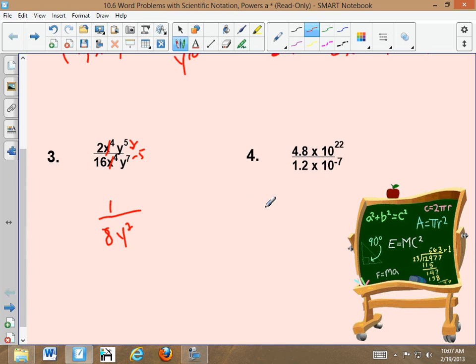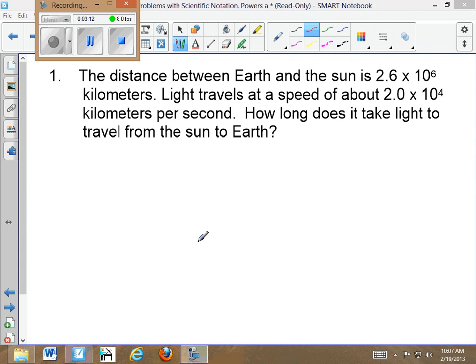4.8 divided by 1.2 equals 4. Now, scientific notation, bottom always goes up to top. Because in scientific notation, we can keep negative exponents. It's a negative 7, so it turns into plus 7. So times 10 to the 29th power. Okay? Yabba dabba do.